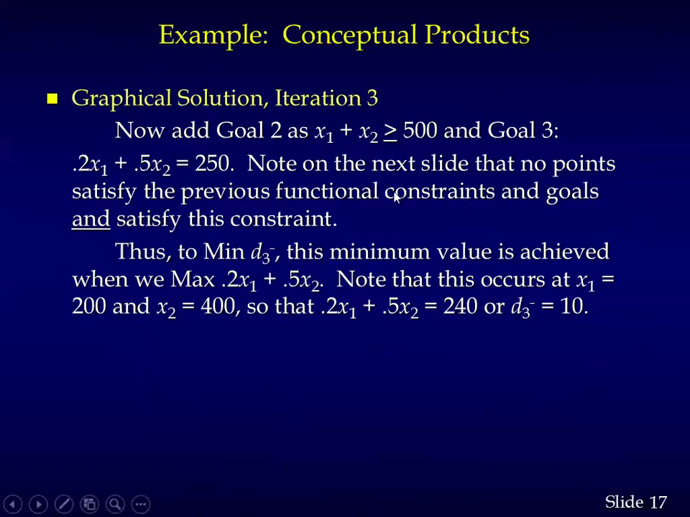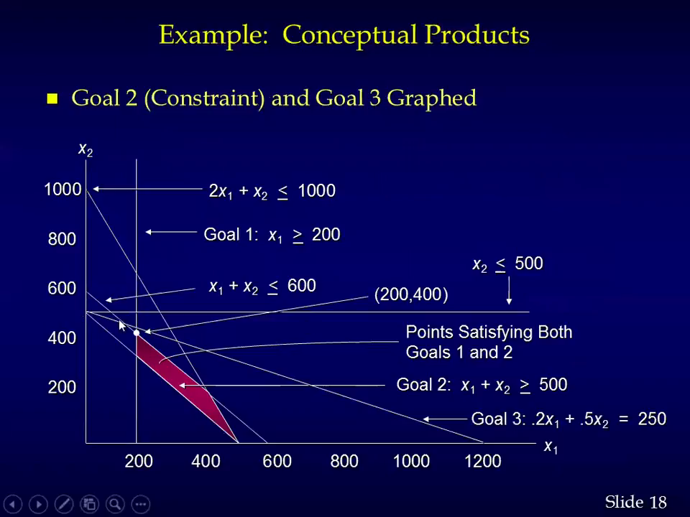Note that no point satisfies the previous functional constraints and this new goal. So, to minimize D3 minus, the minimum value is achieved at the closest point to this, which is at x1 equals 200, x2 equals 400, and so the deviation is 10. So when we put in this goal, 0.2 x1 plus 0.5 x2 equals 250, this is the line. The closest point is this, so this is our solution: x1 equals 200, x2 equals 400.